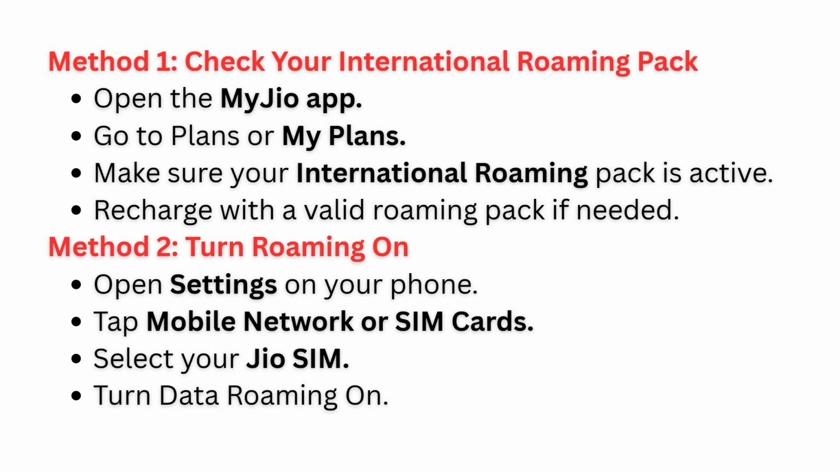Method 2. Turn roaming on. Open settings on your phone, tap mobile network or SIM card. Select your Jio SIM, turn data roaming on.